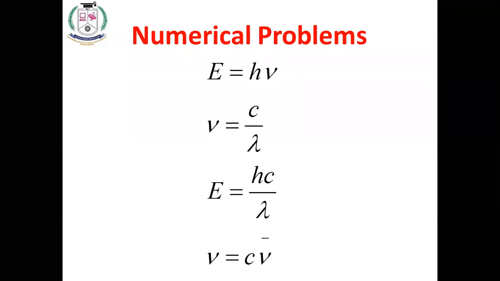We can take the velocity of light in centimeter per second or meter per second, lambda in nanometers, frequency in hertz, wavelength in nanometers, and we will calculate the energy.